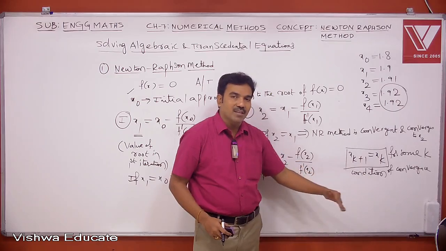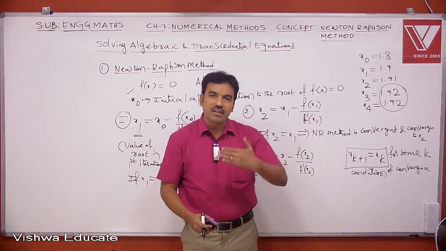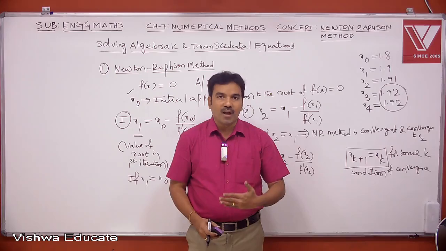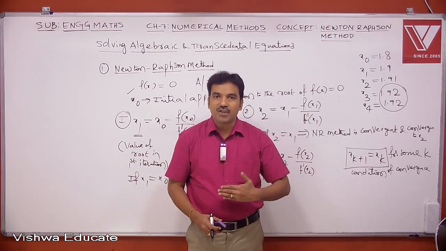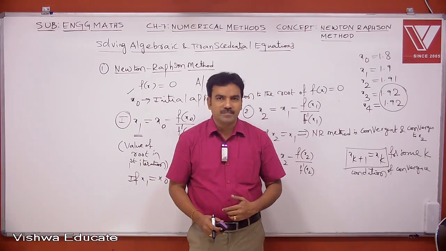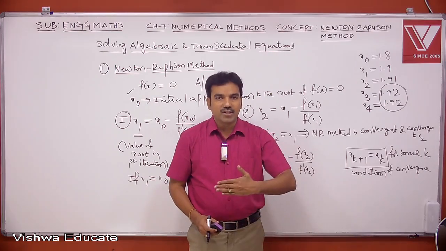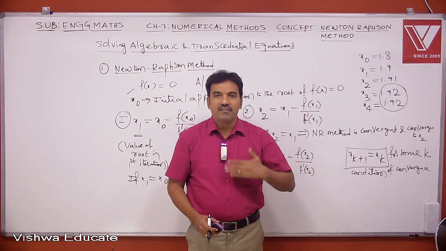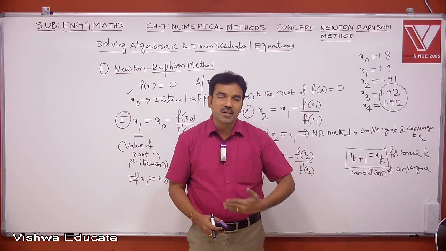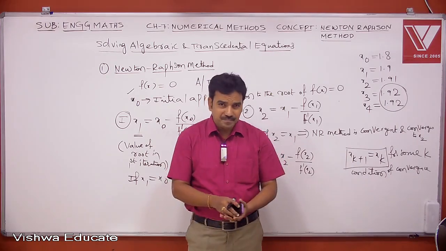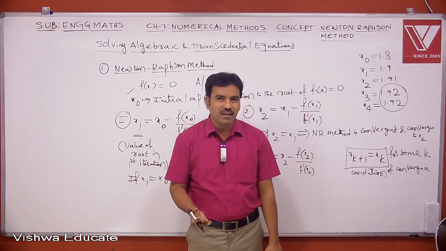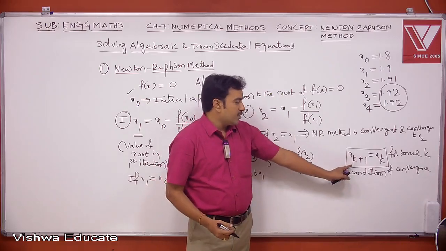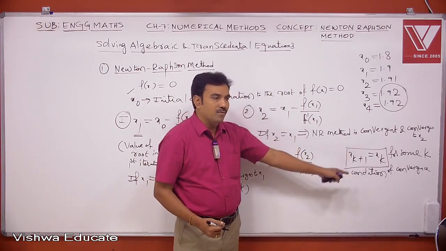So as long as there is no repetition of values, we keep on calculating iteration values x1, x2, x3 and so on. Whenever there is a repetition of equal values, you can stop. So always compare the iteration value with the previous value. If it matches, stop the process. Otherwise, continue until some repetition happens. So xk plus 1 equal to xk is the condition for convergence.